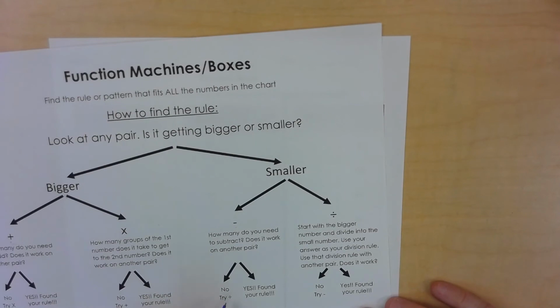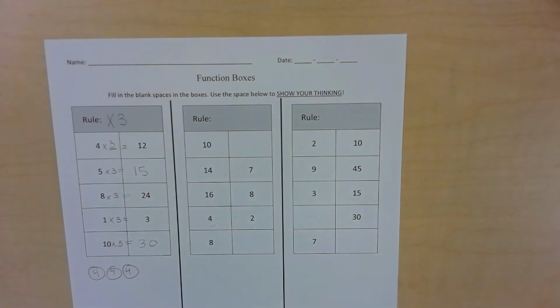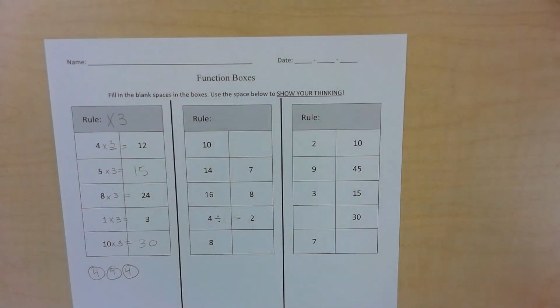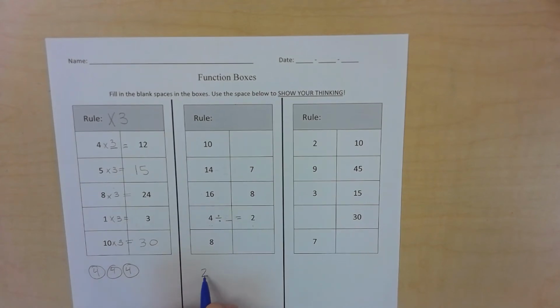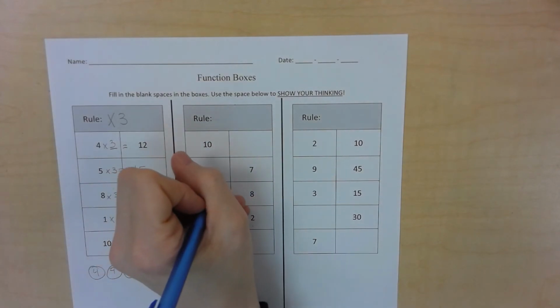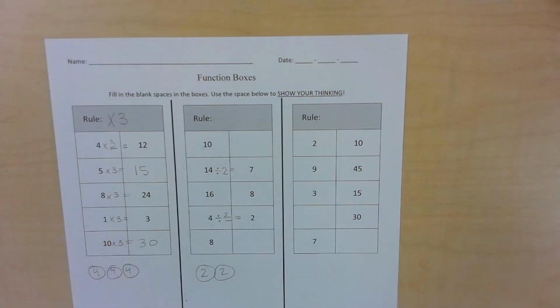Going back over here, it says no, then try division. So 4 divided into something is going to equal 2. How many times does 2 go into 4? 1 group of 2, 2 groups of 2. So 4 divided by 2 equals 2. I'm going to try that on a different pair. 14 divided by 2, does that equal 7?